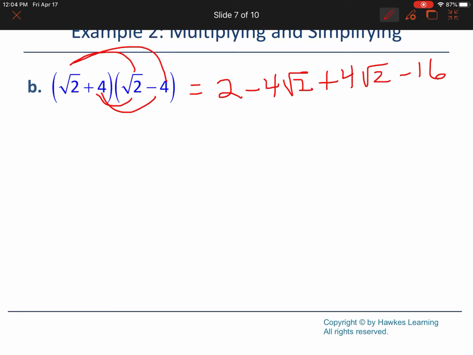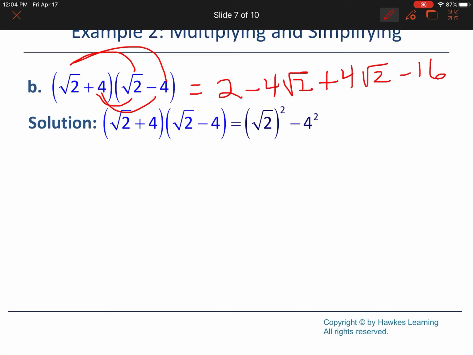All right, so you notice that, oh, I guess it's going to show this. There we go. If you realized this was a sum and difference, we could have just done square root of 2 squared minus 4 squared. That's what they did here. Okay, you are always free to do it the other way. You notice that these are going to cancel because one's positive, one's negative, right? So I'm left with 2, which is my square root of 2 squared, minus 16, which gives me a negative 14.